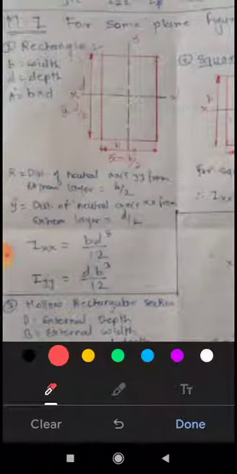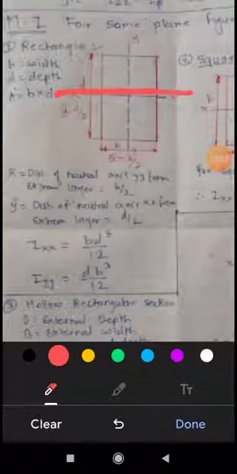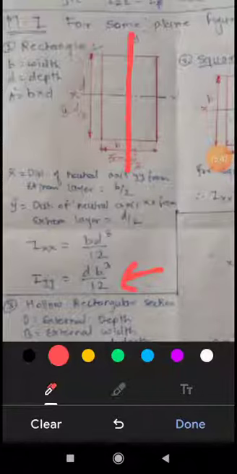Now we have the formula. Moment of inertia of this rectangle about x axis is equal to b d cube by 12. The formula is given. This is about x axis and this is about y axis. b d cube by 12. And about y axis it is equal to d into b cube by 12.